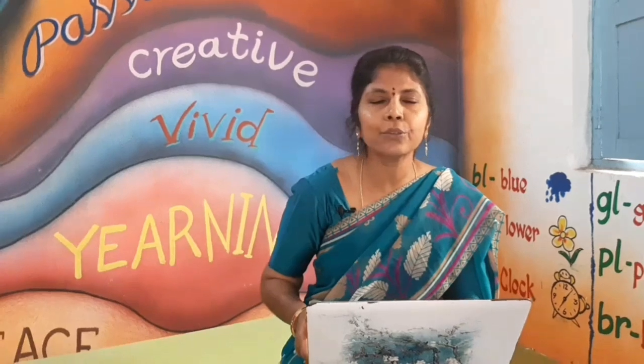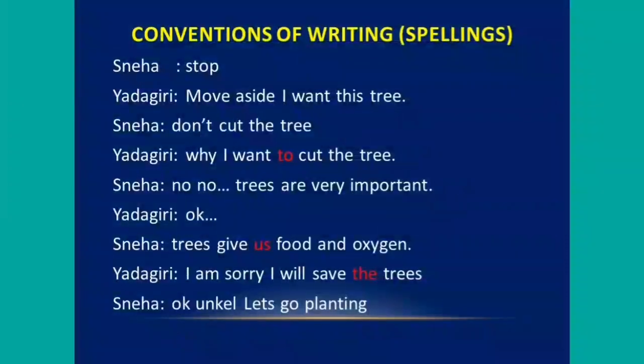Now the last part of our editing process, the fourth part, conventions of writing. In this part, we are going to see the errors regarding spellings and punctuation marks. The next part of the editing is about conventions of writing. Let's first check the spellings. If you look at this conversation, there are not many problems with the spellings except for one word. The last line, the word is there in the last line and that word is uncle. So what shall we do now?